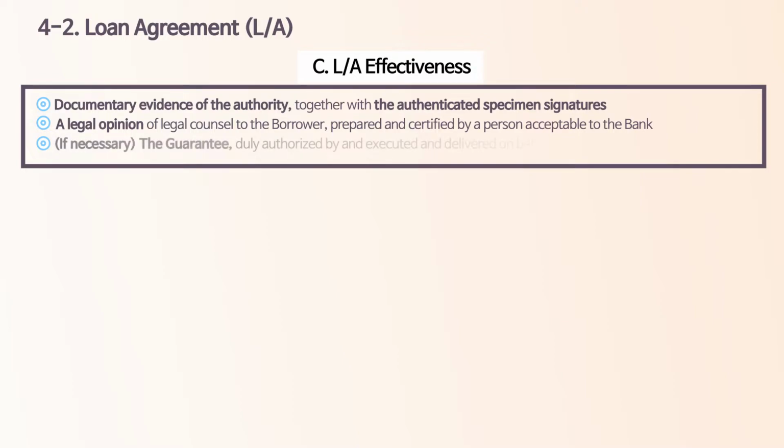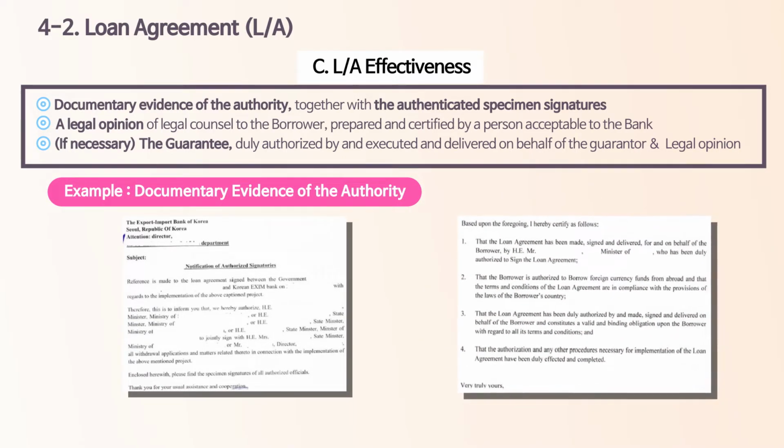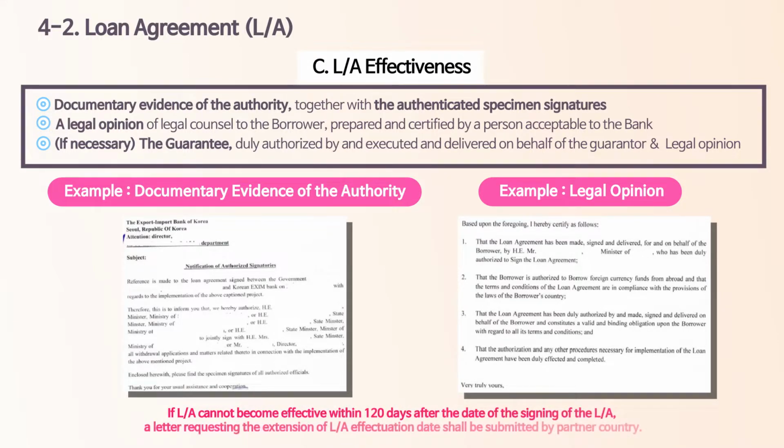First, as you can guess, the guarantee itself. Second, documentary evidence of the authority who has signed the guarantee. Finally, a legal opinion to the guarantor. Also, keep in mind that the LA will terminate in case it does not become effective within 120 days after signing. If you are unable to submit these documents within the deadline, don't forget to notify EDCF staff, along with an official letter requesting the extension of the submission deadline. If all these documentary evidences are submitted to EDCF in time, congratulations! You have successfully made it through this complicated process.